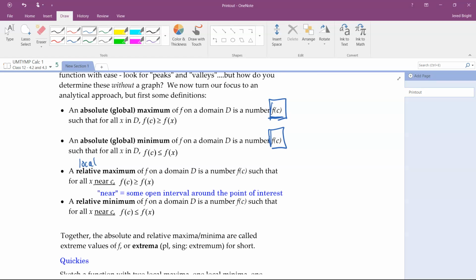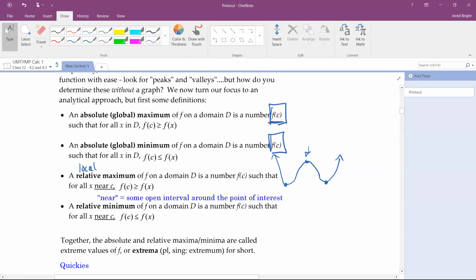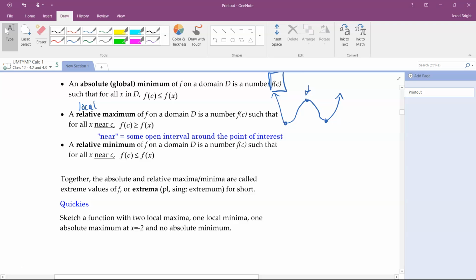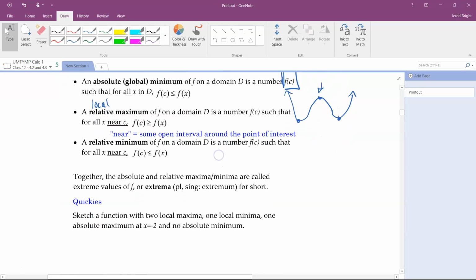For our purposes, local mins and maxes appear as peaks and valleys respectively. For instance, something like this would be if we had a degree 4 polynomial. This middle piece would be a local maximum, and these two down here would be local mins because they act as valleys. When we look at the grouping of all absolute and local mins and maxes, we call those all extrema. If we are talking about a single one, it would be an extremum.